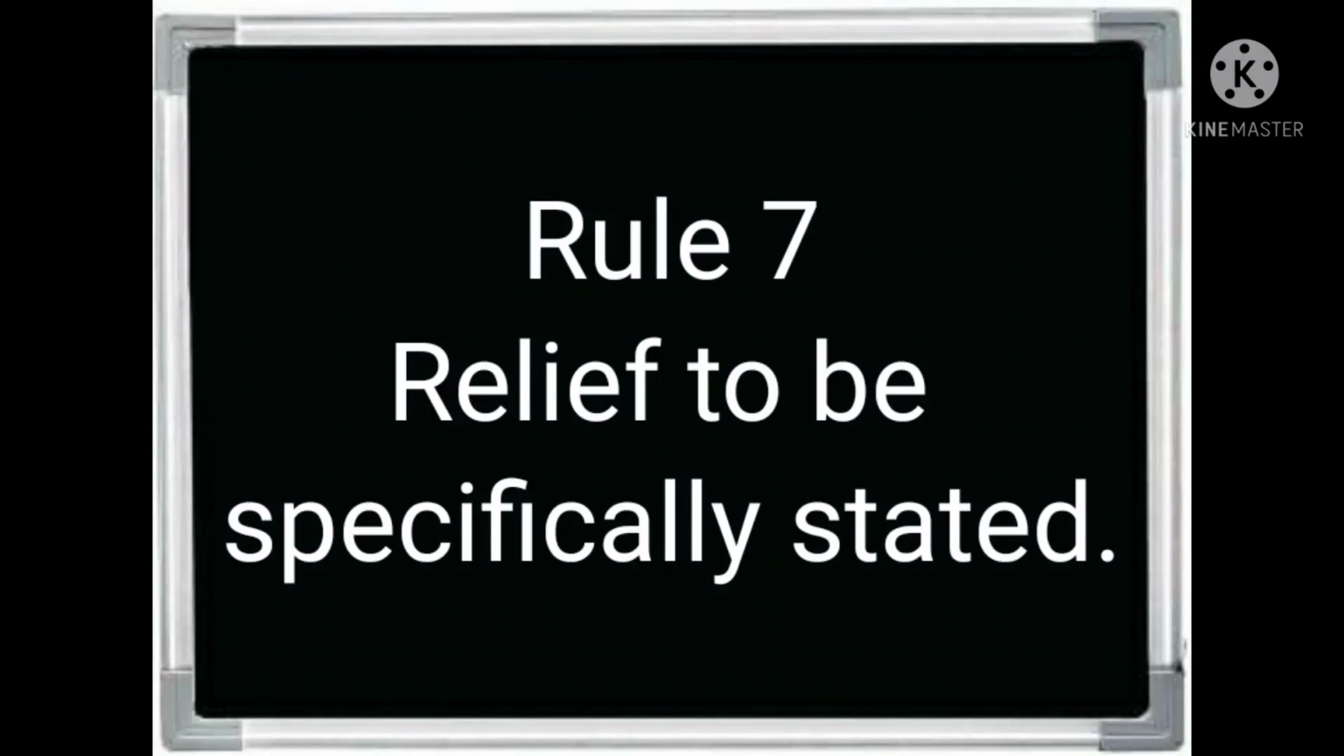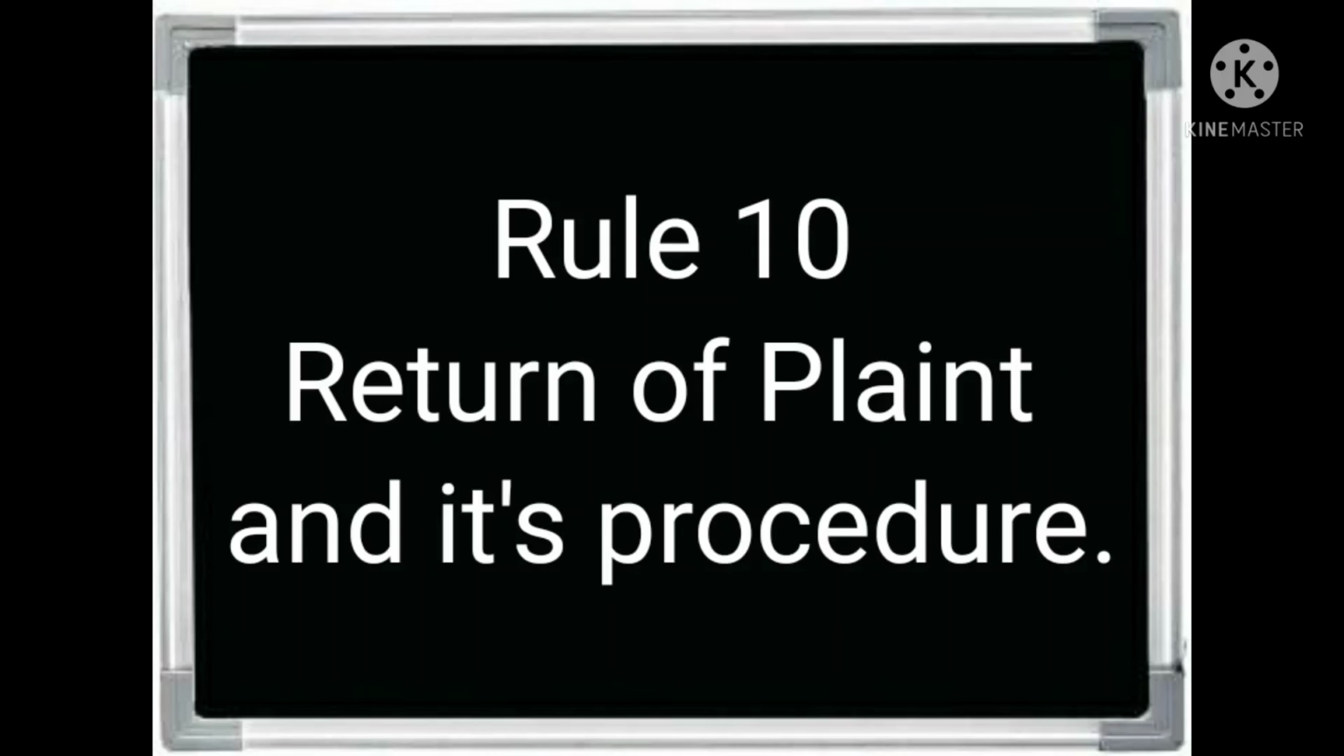The next important rule is Rule 7, which says relief to be specifically claimed. What relief you want from the court, you must state in your plaint. This is all about Rule 7. So the next important rule is Rule 10, return of plaint and its procedure.